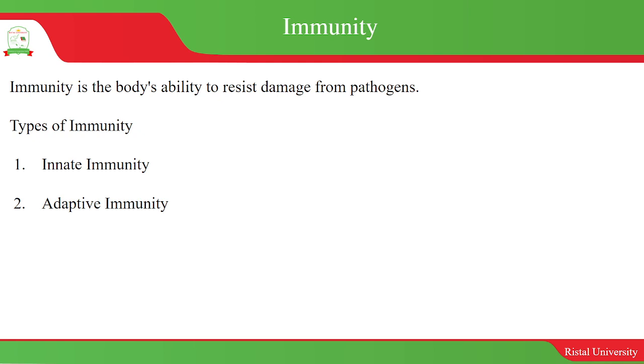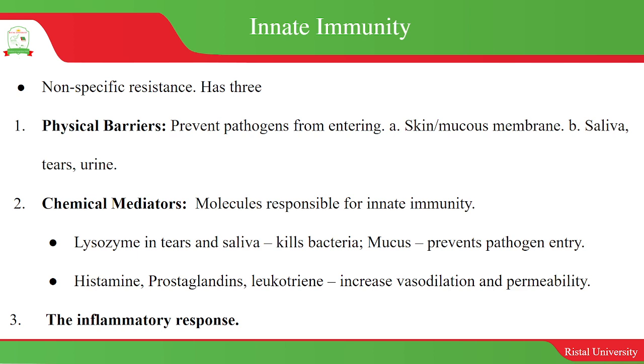So we can now move to immunity. Immunity is the ability of the body to resist damage from pathogens. And we have two broad types of immunity: innate immunity and adaptive immunity. The innate immunity is non-specific and includes elements like physical barriers to prevent the entry of pathogens into our body, either through the skin or through the mucous membranes, and also the chemical mediators. These are molecules that protect us from being infected by pathogens.